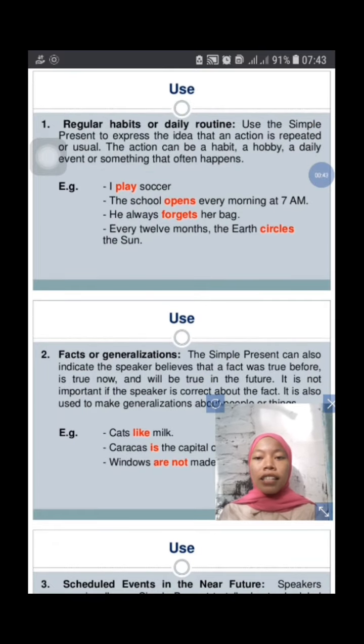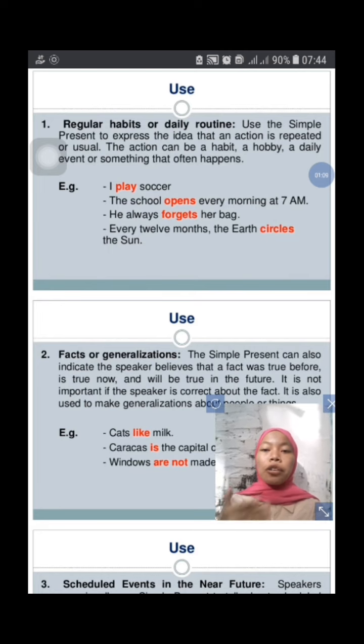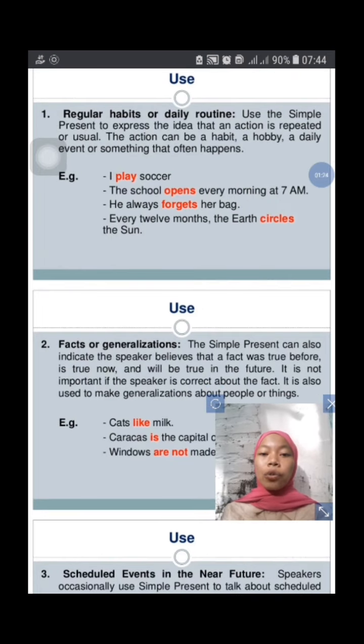The first is regular habits or daily routine. Use the simple present to express the idea that an action is repeated or usual. The action can be a habit, a hobby, a daily event, or something that often happens. The example: I play soccer. Play soccer expresses a hobby, so you must use simple present tense if you express a hobby, like I play soccer. Okay, the second example is the school opens every morning at 2 a.m.